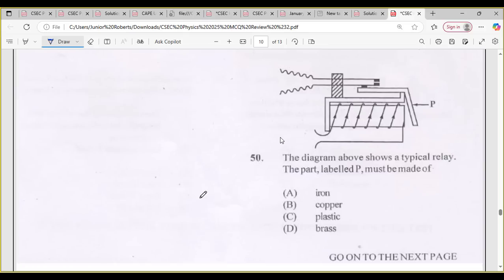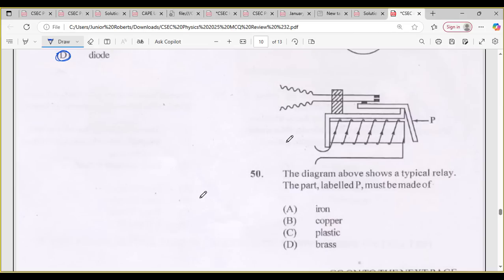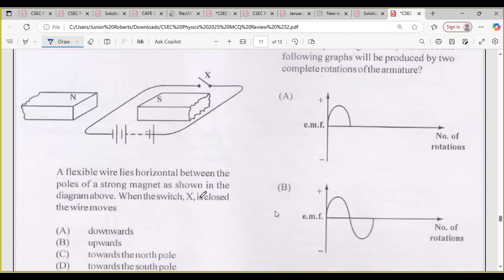50 now says that the diagram above shows a typical relay. The part labeled P must be made of. So when a current flows through this, it is going to become magnetized, right? So we want to attract this part labeled P. So for it to be attracted by P, we want this to be made of iron, right? So that it can become attracted. So in this case now we're going to go with A for number 50. So we have 10 more to go.